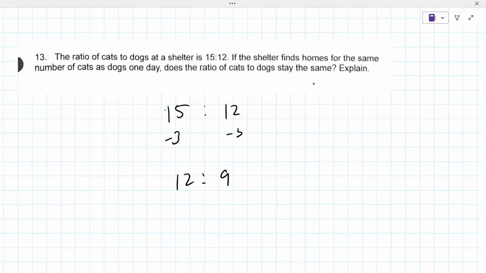Well, this is where you got to reduce the fractions. Divide by 3. If you divide these by 3, you get 5 to 4. If you divide these by 3, you get 4 to 3. Are those the same? No. They're not. So you were right, but sometimes you want to show it in a way where it's meaningful.